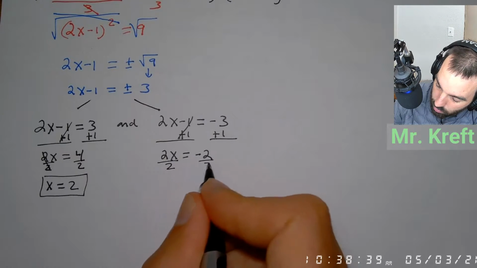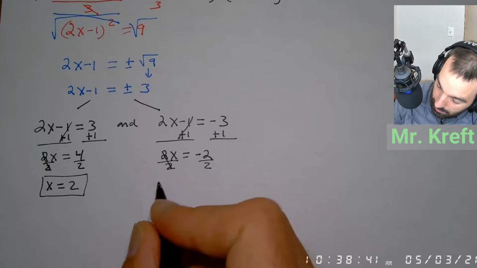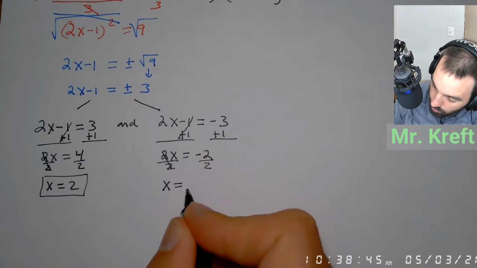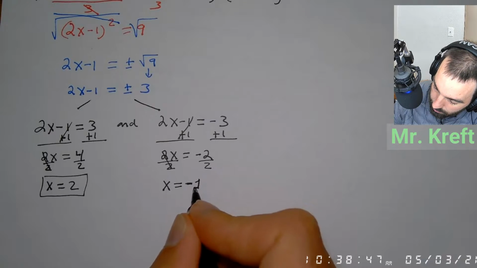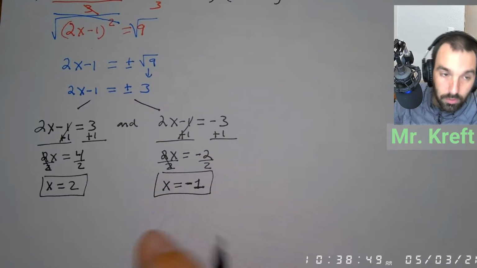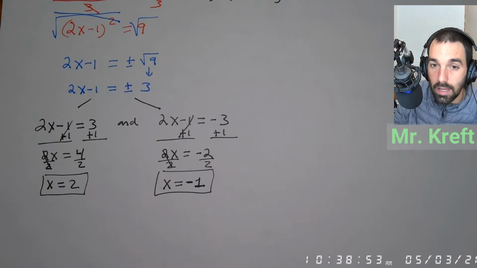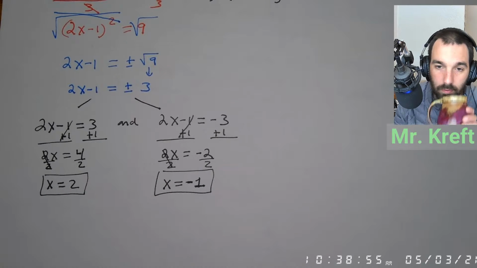And then I'm going to divide by 2 like this. And I get x equals negative 2 divided by 2. That's negative 1. Okay, so those are my 2 answers. I got 2 and negative 1. Does anybody have any questions about that?